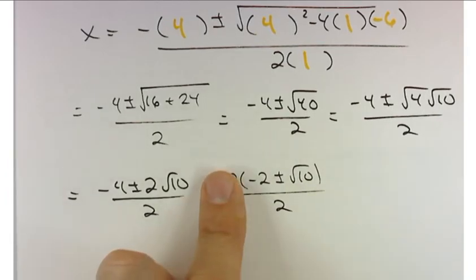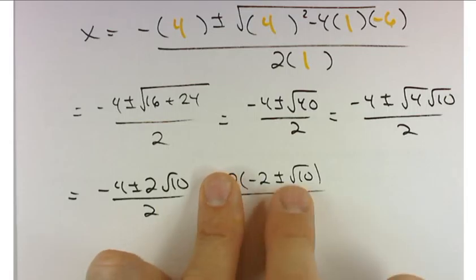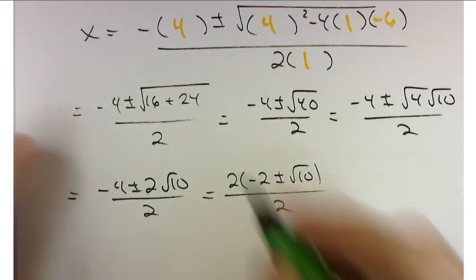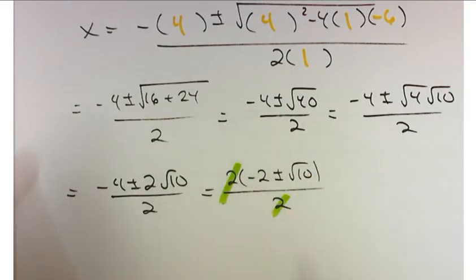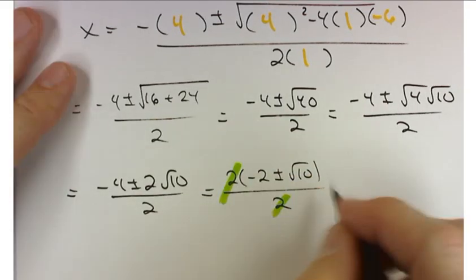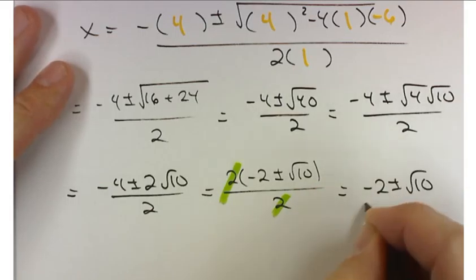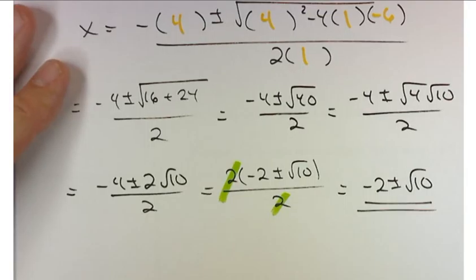So we got rid of the GCF. There's no common factor between these two things now. But because we factored it out like that, now I can cancel. And now you get -2 plus or minus the square root of 10. Yay.